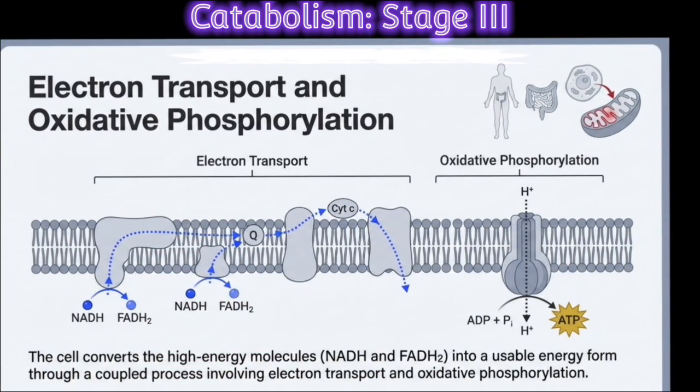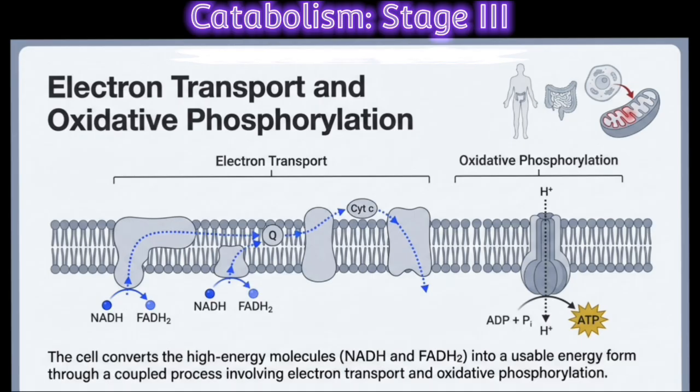Okay, so we have our NADH and FADH2 floating in the matrix. They approach this inner membrane, and they hand off those high-energy electrons to a series of protein complexes embedded in the membrane. This is the chain. Okay. As the electrons get passed from one protein to the next, like a hot potato, they lose a little bit of energy. And the cell doesn't waste that energy.